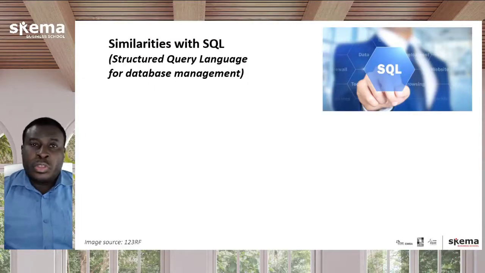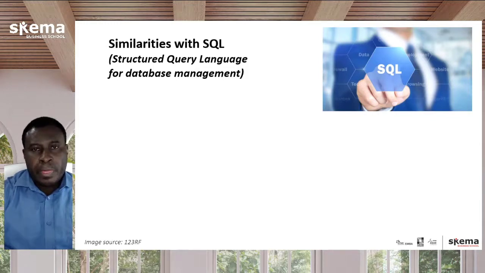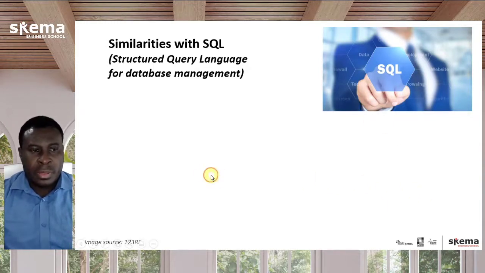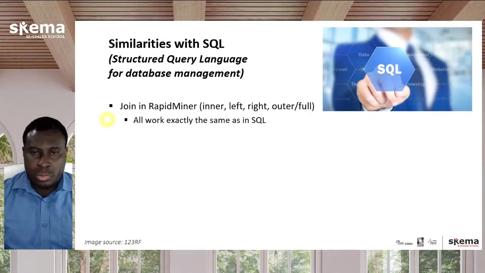In this video, we're going to compare RapidMiner's set and join operators with the somewhat similar or analogous operators in SQL, that structured query language. The most similar operators between the two are the join operators in RapidMiner, where RapidMiner has inner, left, right, and outer joins, which are also called full joins in SQL. These work exactly the same way as in SQL. So they're basically taken from SQL and they work identically.